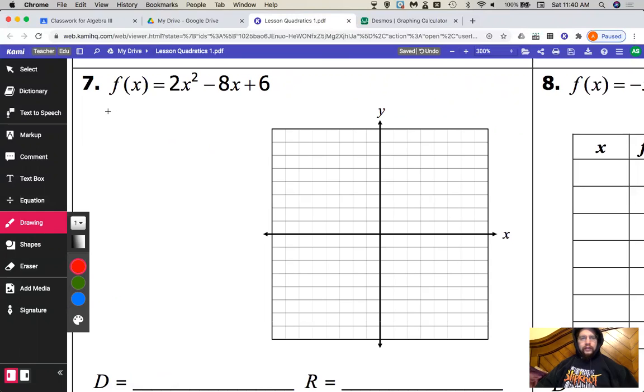So if I'm doing this, I find my vertex. So negative, negative 8 over 2 times 2. Positive 8 over 4 is 2. So my vertex would be 2, and plug it in. That's 4 times 2 is 8. That's negative 8 plus 2 is negative 2.